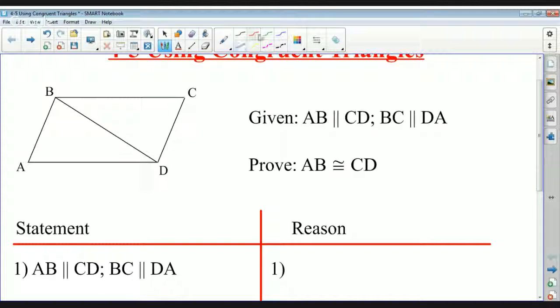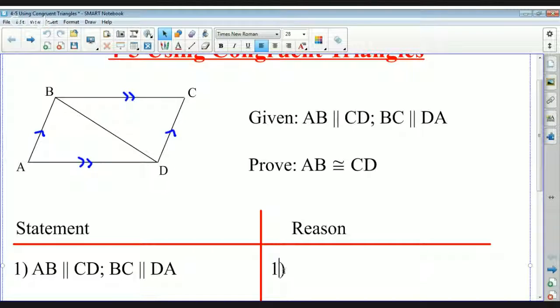We start with the given. So we can mark that AB is parallel to CD, and BC, give it 2 arrows, is parallel to the bottom side, AD. So, given.